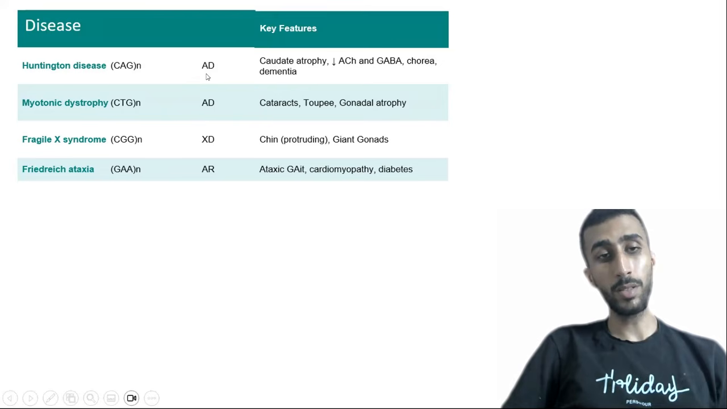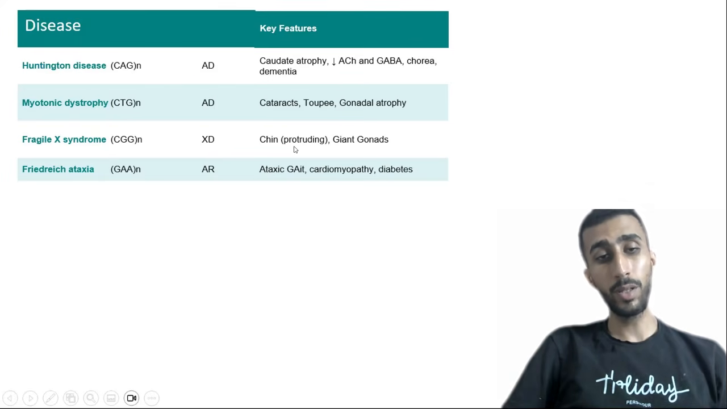So remember, Huntington disease was under the classification of autosomal dominant disease. Myotonic dystrophy also was an autosomal dominant disease, and instead of CAG, such as Huntington, it has CTG. So CTG: cataract, toupee (male balding), and gonadal atrophy. This is myotonic dystrophy. And Fragile X syndrome, as we've talked in our last slide, is an X-linked disease.